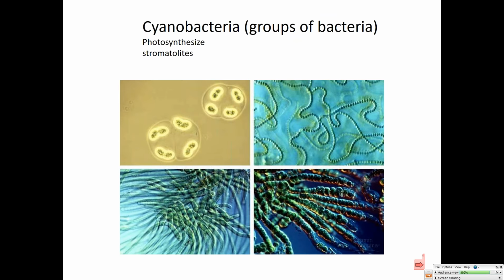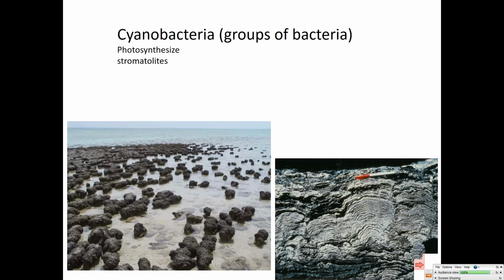Here's some images of different bacteria, these photosynthetic bacteria that the earliest forms of life may have looked like. Okay, these are all, of course, microscopic images. But here are some pictures of stromatolites. This is in Shark Bay in Australia. You can see these nodules that look like they're made out of stone.